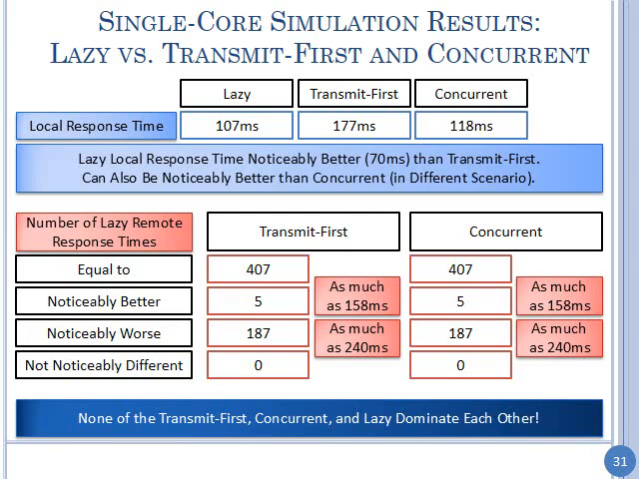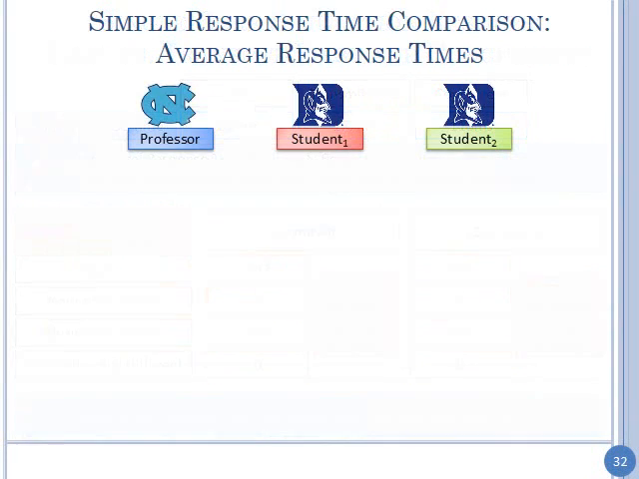What we see here is that each policy can be significantly better than other policies for some users. So how are we going to actually pick the policy that's the best? We could take a simple approach and say average response times, and whatever policy gives the best average response times, that's the one we're going to pick. So let's walk through a quick example for that.